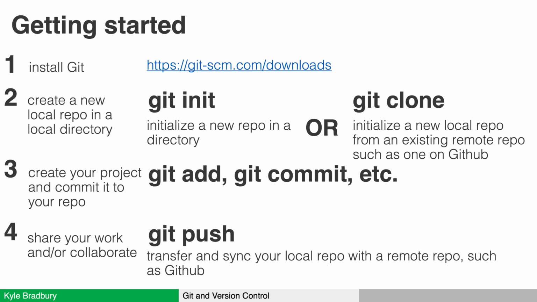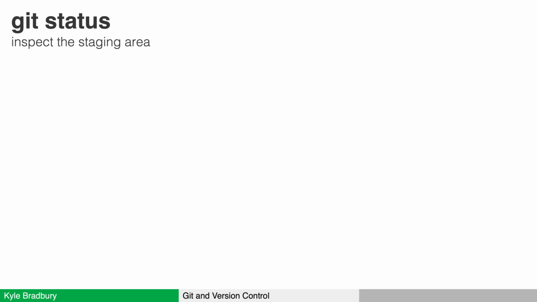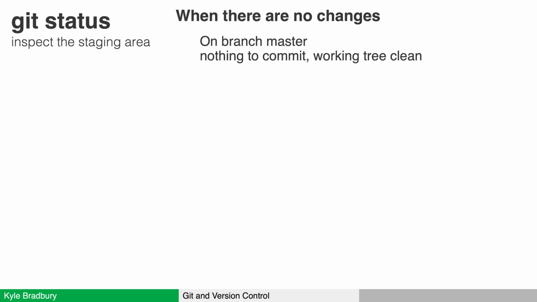So let's look through exactly what some of these commands end up doing. One that we haven't talked about yet is git status. This is kind of, let me just check what's going on. Let me inspect the staging area. You probably want to run this pretty regularly to make sure you know exactly where things stand in your project. So when there aren't any changes, you'll see something like this. On branch master, so this tells you what branch you're working on. There's nothing to commit. Working tree clean. So there are no changes to be added to a repository.